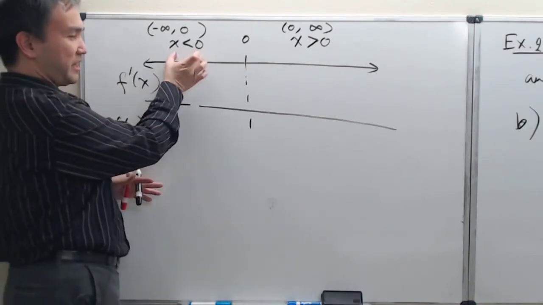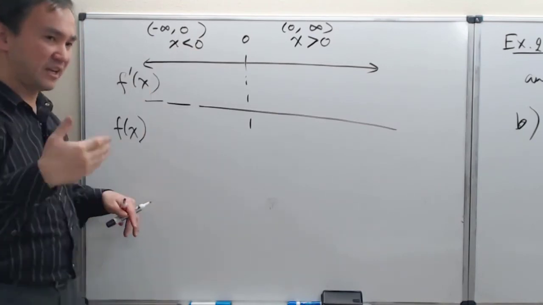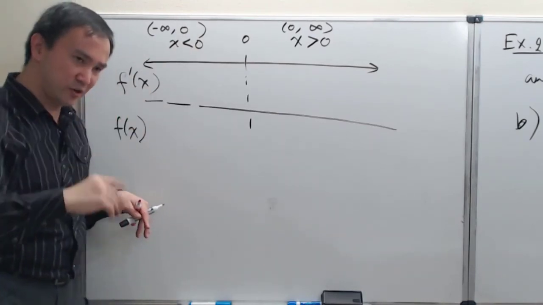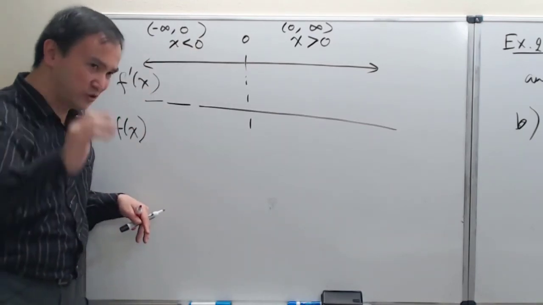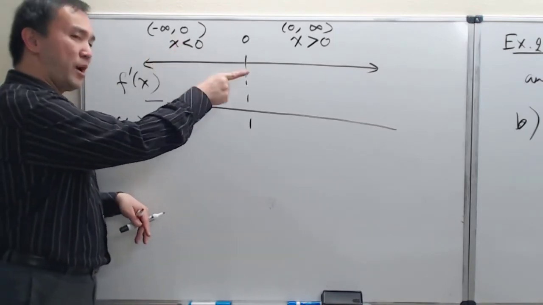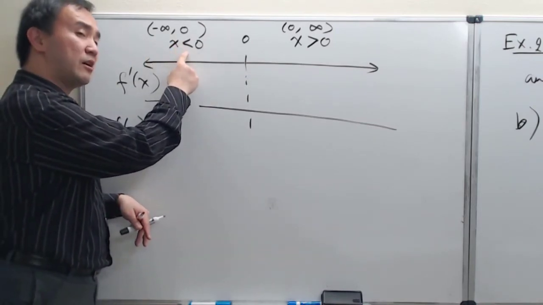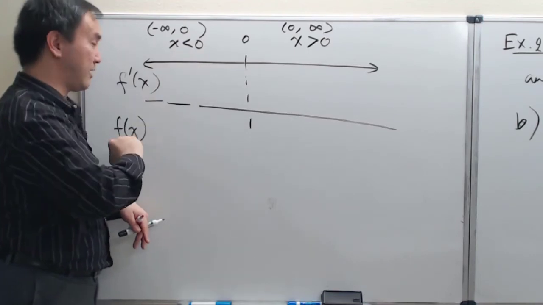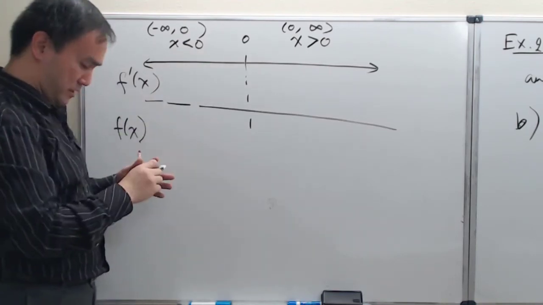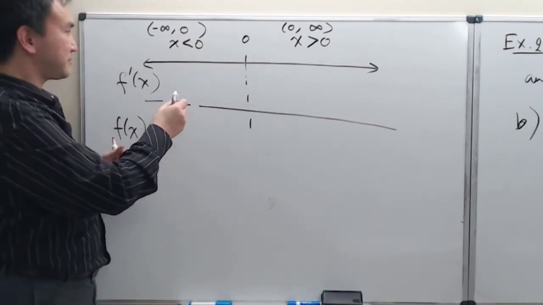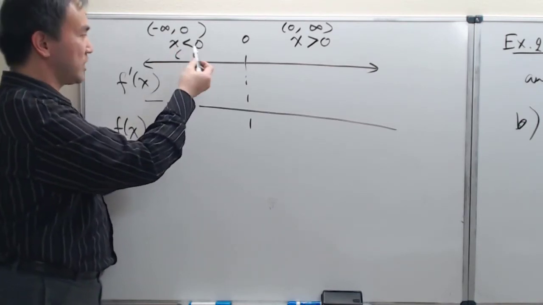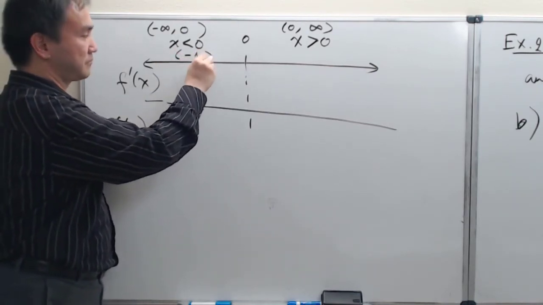So pick a value in this interval. I can make my own choice, and you can make your own choice as well. But the point is, pick a value for x that's less than 0. For my work here, I'm going to choose -1.